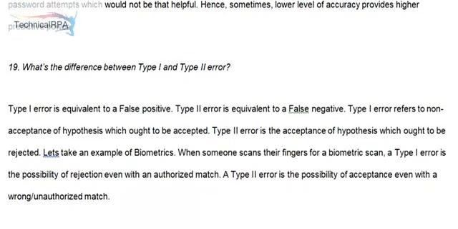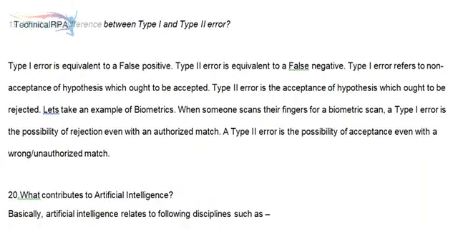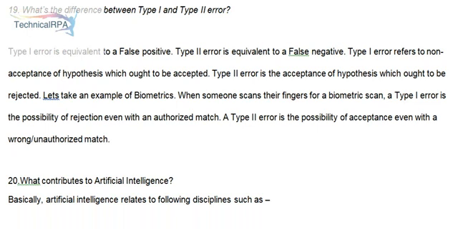19. What's the difference between type I and type 2 error? Type I error is equivalent to a false positive. Type 2 error is equivalent to a false negative. Type I error refers to non-acceptance of a hypothesis which ought to be accepted. Type 2 error is the acceptance of a hypothesis which ought to be rejected.